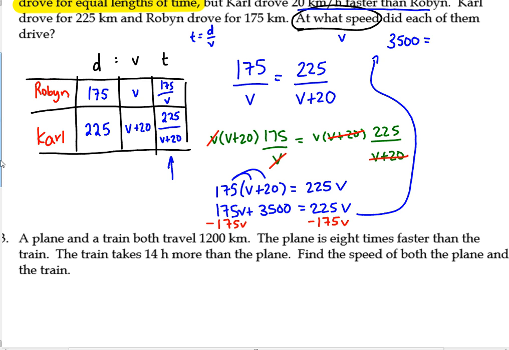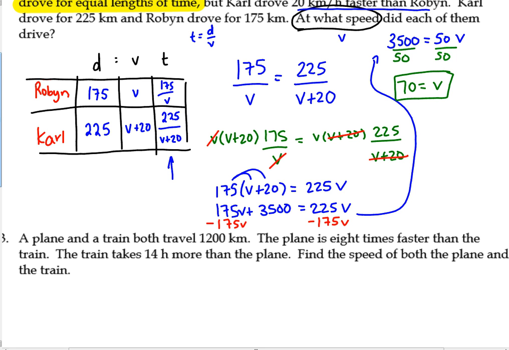$3,500 equals how many v's? 50. And then divide both sides by 50. What do we get? 70? Yeah, 70 equals v.